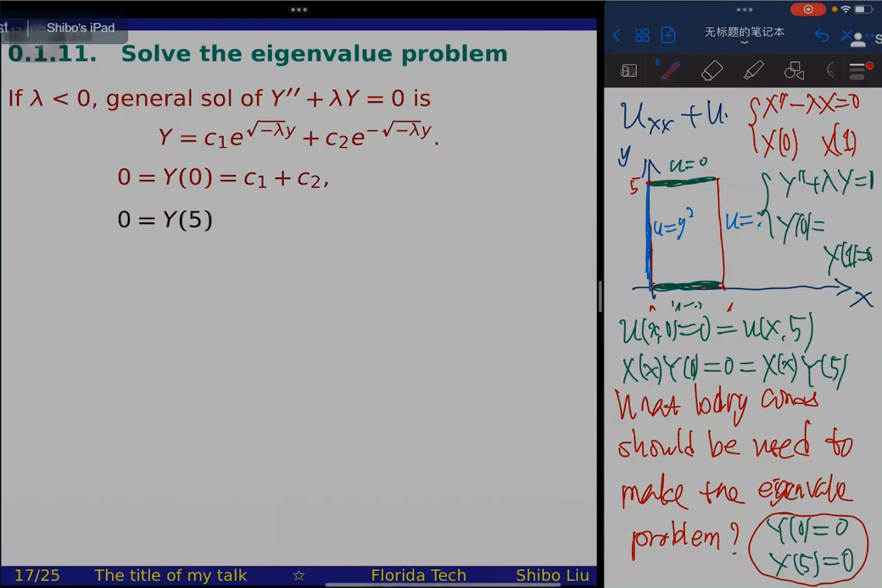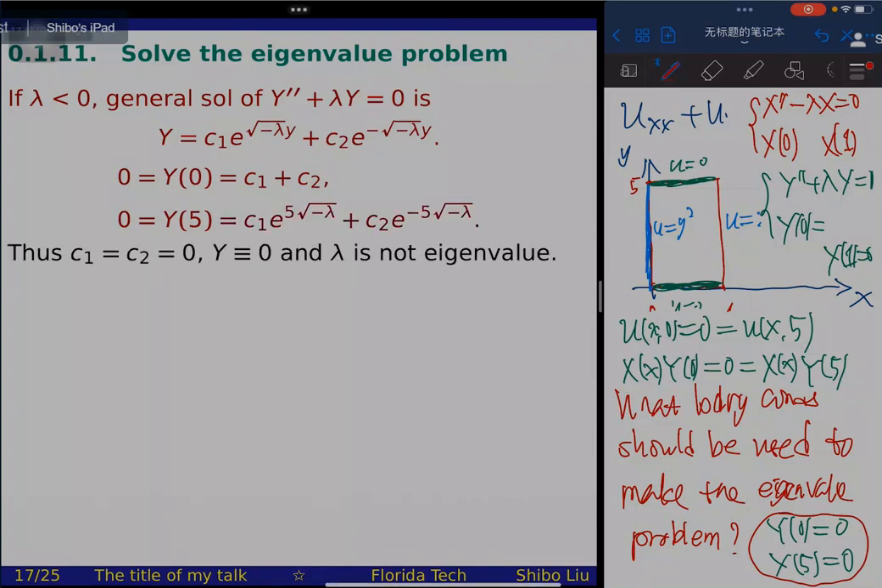Okay, and also Y(phi) is also 0. But this is also a linear combination of exponentials of some quantity. Okay, so these two equalities can be considered as a linear system of equations, and you can solve this to get C1 and C2 are all 0. Therefore, the corresponding Y is identically 0, and this means that when lambda is negative, the eigenvalue problem can only have the 0 solution, so lambda is not an eigenvalue.